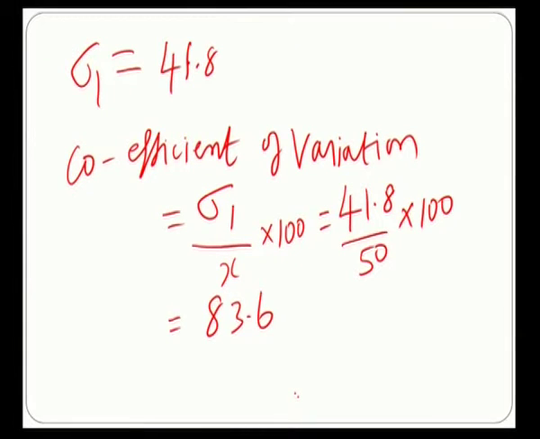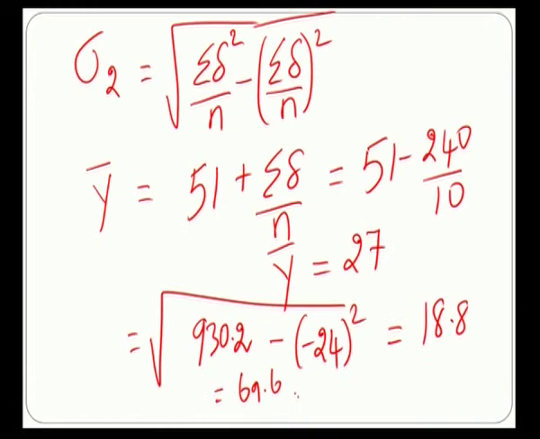Then coming to the standard deviation for batsman A, the standard deviation is 41.8. For batsman B, the standard deviation is 18.8. So, batsman A is a better scorer than batsman B. Based on the standard deviation, the best of a person or a sample can be predicted. Based on the coefficient of variation, how consistent a sample can be considered. This is how you can apply the standard deviation and variance in the analysis of data.